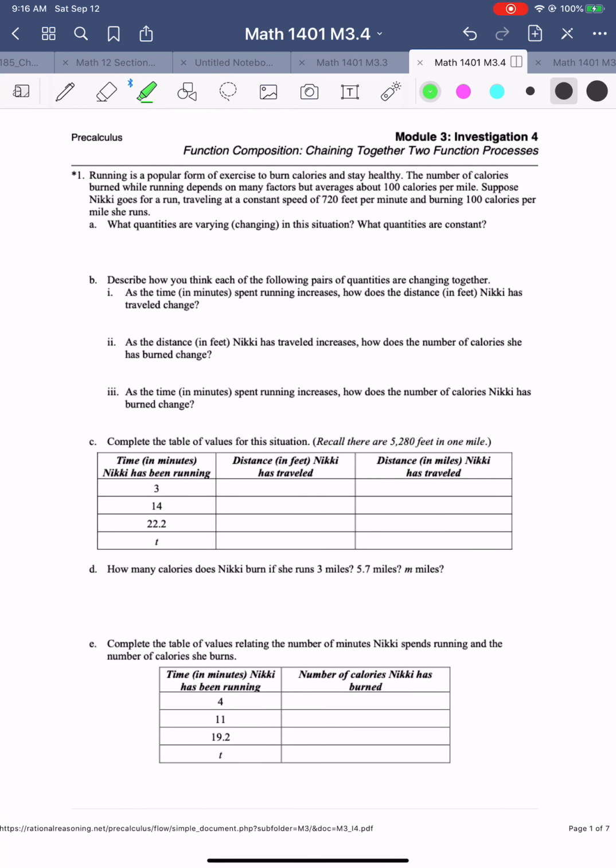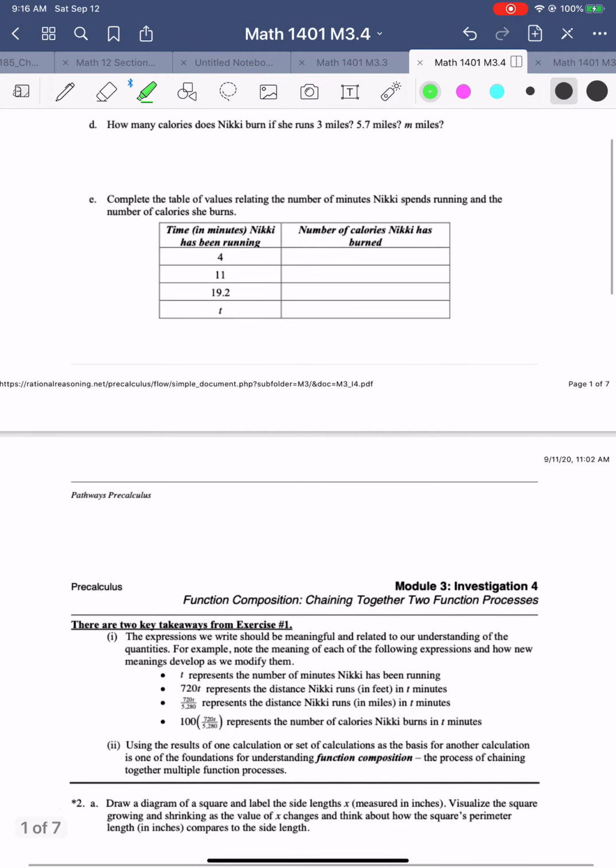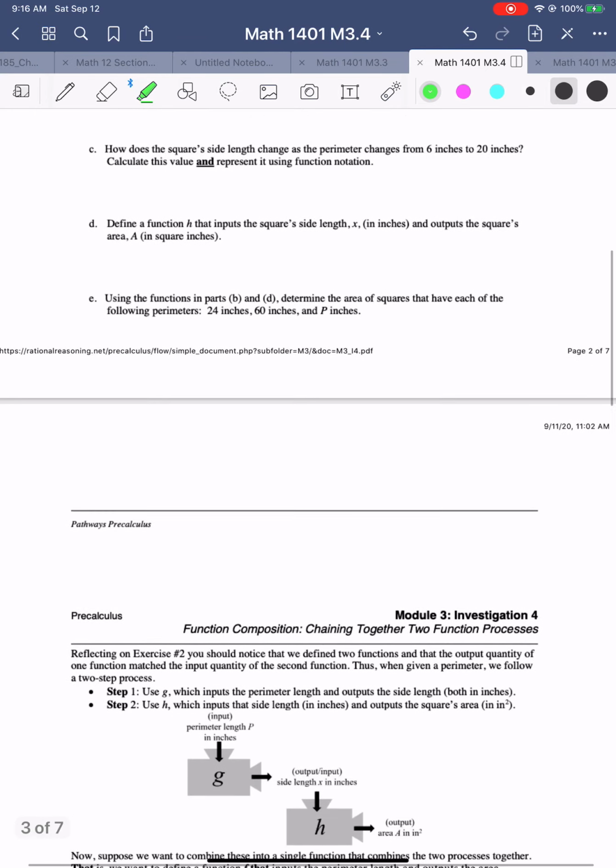Okay, this is module 3, investigation 4: function composition and chaining together two function processes. We're going to talk about how composition means one function actually contains two functions, in relation as a composition. So let's see what the composition is. Let's look it up.